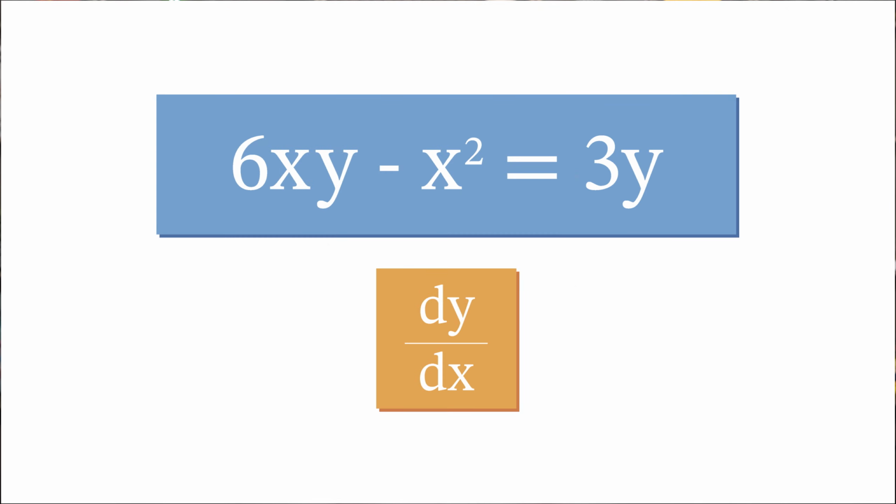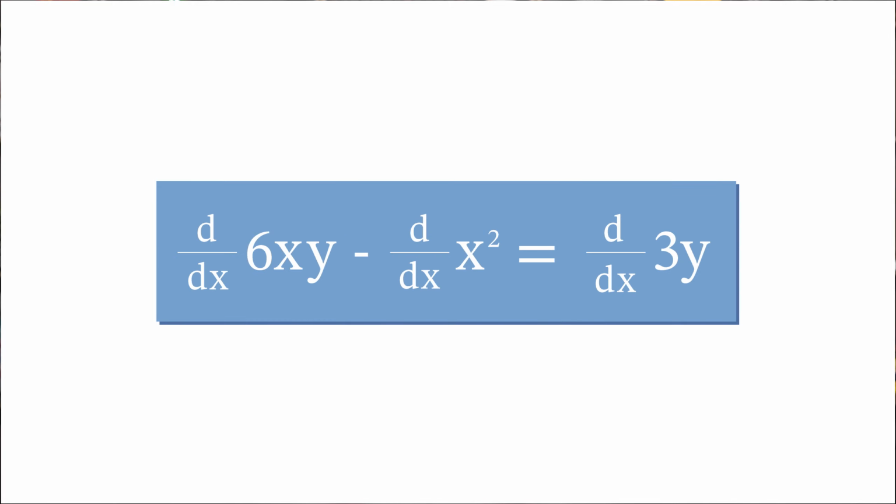Let's start by considering the relation 6xy minus x squared equals 3y and finding dy dx through the process of implicit differentiation. To do this, we'll want to take the derivative of each term in the relation. We can start by writing d dx in front of every single term. Remember, d dx is just a notation for saying take the derivative with respect to x. When we do this, we get d dx 6xy minus d dx x squared equals d dx 3y.